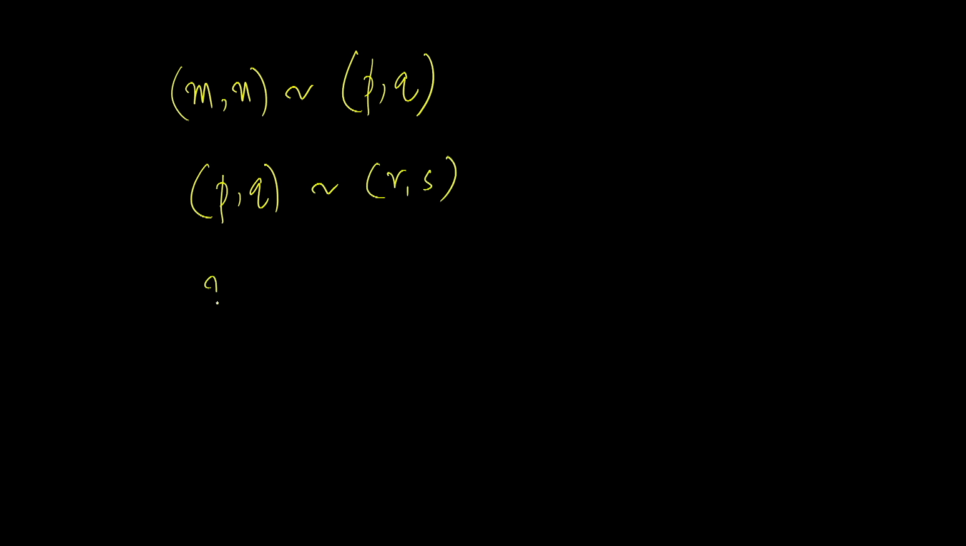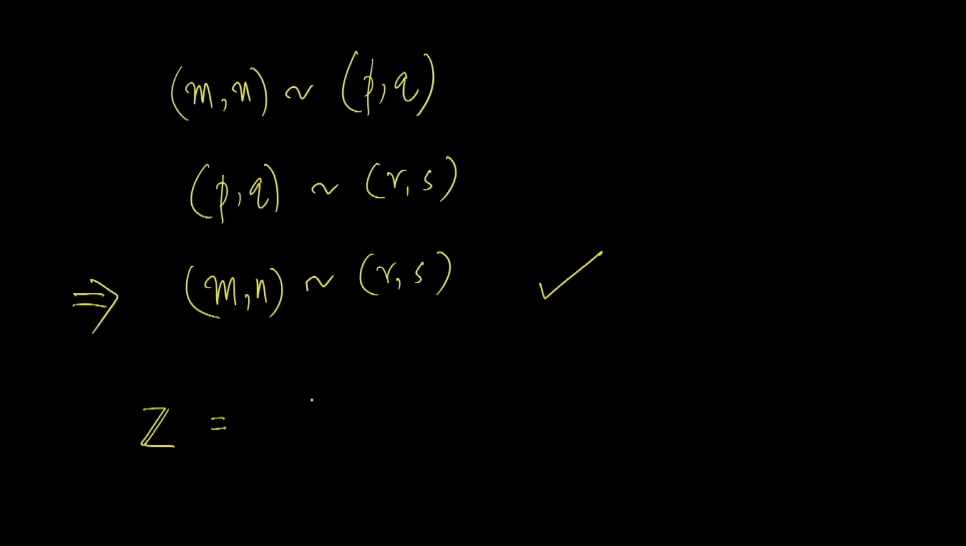And then you can verify transitivity: if (m, n) tilde (p, q) and (p, q) tilde (r, s), then you can easily verify that (m, n) tilde (r, s). So, transitivity also holds. Therefore, this is an equivalence relation. Then using this equivalence relation, we can define integers in this manner. Let us define the set of integers Z as the quotient of N cross N under the tilde relation.